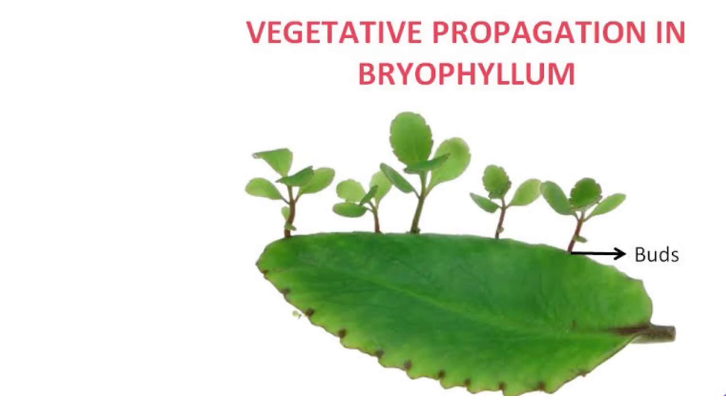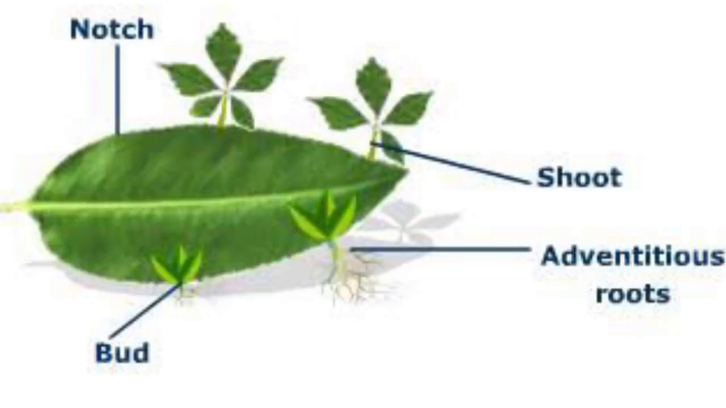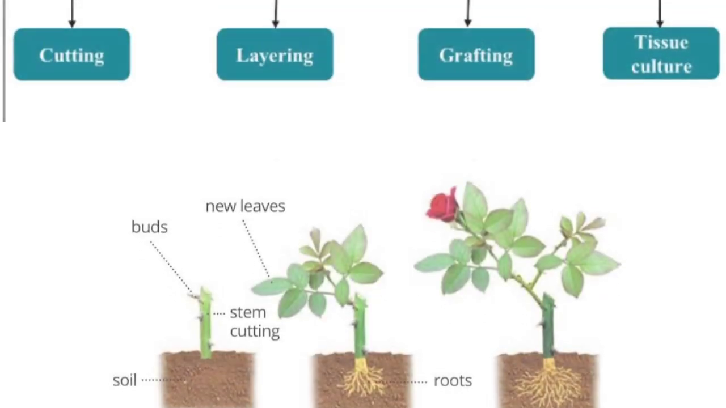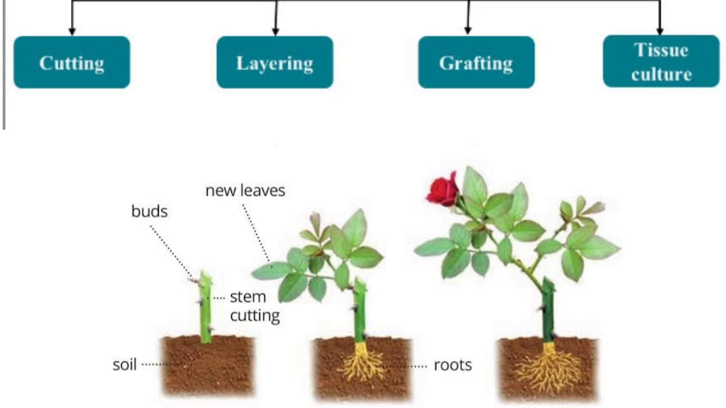Vegetative propagation by leaves. Some plants like Bryophyllum can multiply by the buds present in the margins of their leaves. These buds fall on the ground and grow into new plants. Now let's discuss about the artificial vegetative propagation. The process of growing new plants by using their vegetative parts by man-made method is called artificial vegetative propagation. The methods are cutting, grafting, layering and tissue culture.